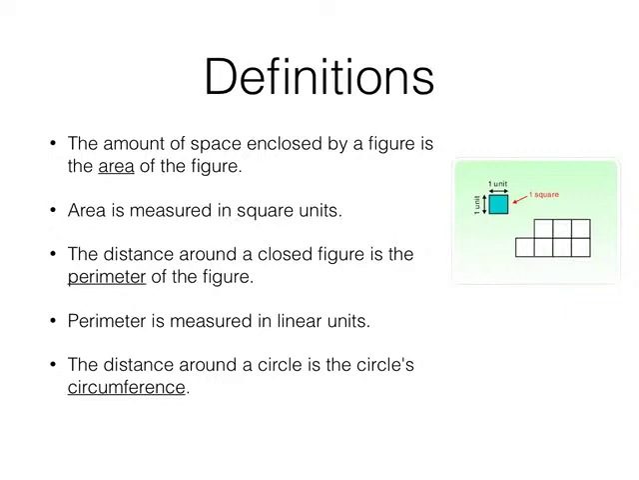So the area, for example, if you look at this figure here, is very easy to find. You just count the squares. You have square units. So in this case, this has an area of 7 square units. Perimeter is the distance around a closed figure, and that's measured in linear units. So that would be each individual unit as you go around the figure. So this figure has a perimeter of 1, 2, 3, 4, 5, 6, 7, 8, 9, 10, 11, 12 linear units.